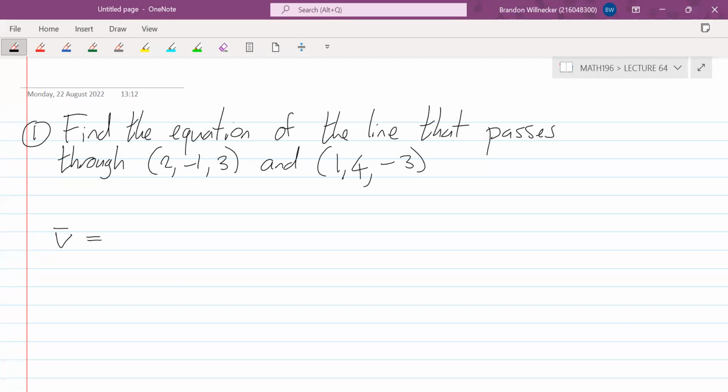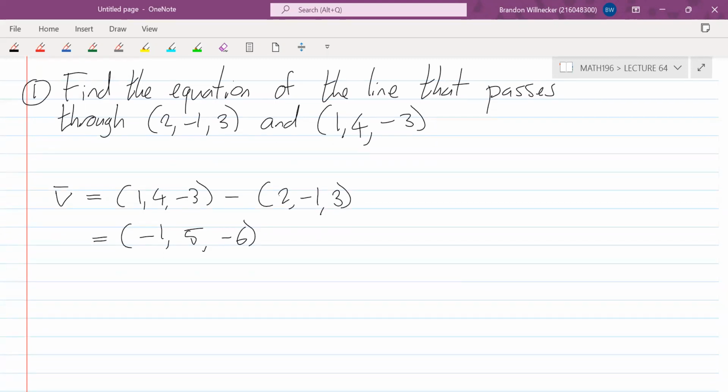So v is going to be, you can pick any point to be your starting point. So let's say (1, 4, -3). And then we're going to subtract the other point, (2, -1, 3). And this will give us the vector that goes from the first point to the second point. So in this case, we're going to get 1 - 2, that's -1. 4 - (-1), so that's 4 plus 1, that'll be 5. And then -3 - 3, that will be -6. Okay, so that's going to be our direction vector.